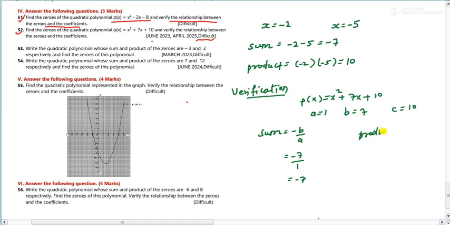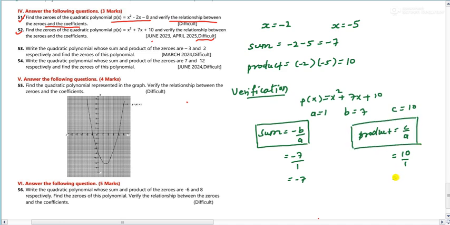Product is c by a. So you have to write this c by a. If you write the direct answer, they may cut some marks. So you should write minus b by a, c by a, and try to put them in a box like this. It will be a kind of highlighting the formula. So again it is c by a. You can see we have got the same values, product and sum. Understood? Any doubt? Have you understood, everyone? Okay, fine.